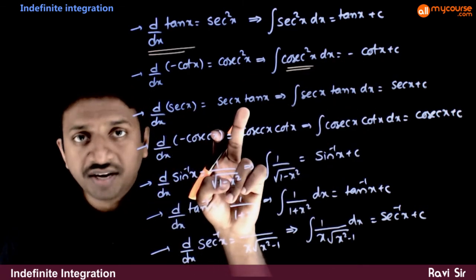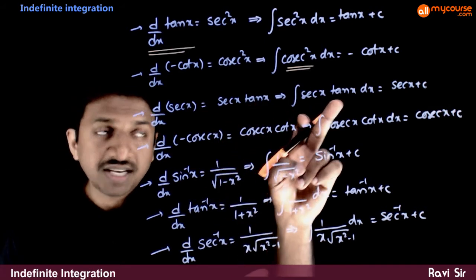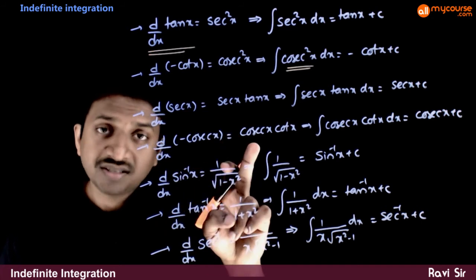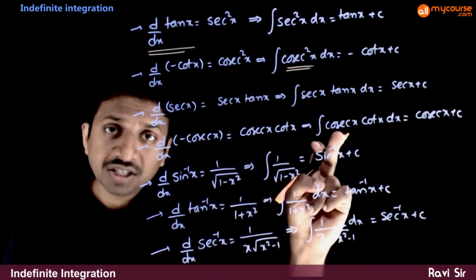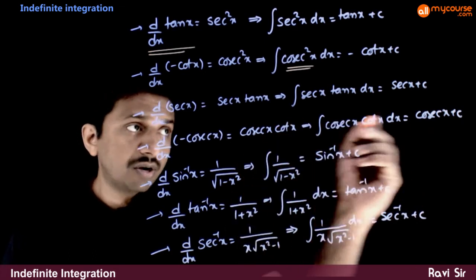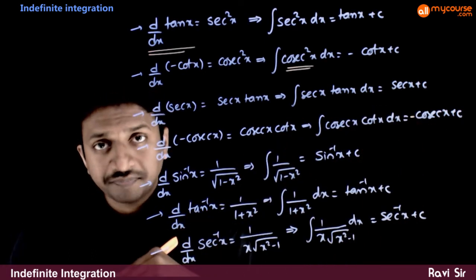Differentiation of secant x is secant x tan x. So integration of secant x tan x is secant x plus c. Differentiation of minus cosecant x is cosecant x cot x. So integration of cosecant x cot x is minus cosecant x plus c.